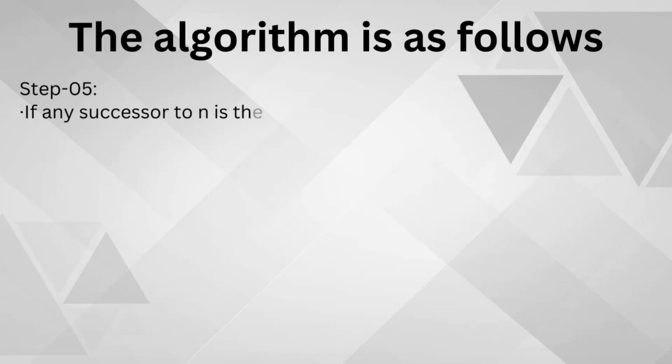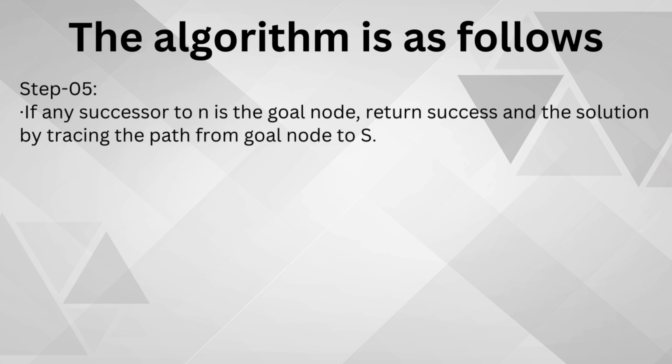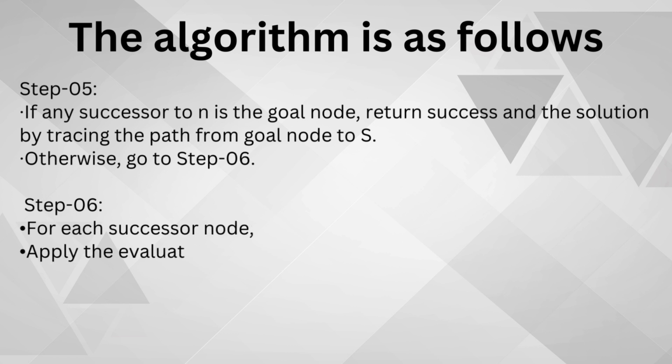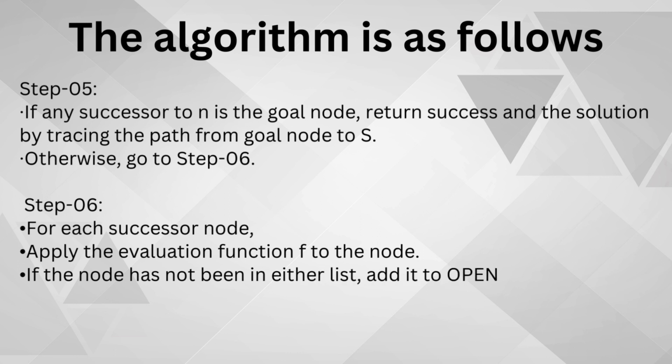Step 4, expand node n. Step 5, if any successor to n is the goal node, return success and the solution by tracing the path from goal node to S. Otherwise, go to step 6. Step 6, for each successor node, apply the evaluation function f to the node. If the node has not been in either list, add it to open. Step 7, go back to step 2.